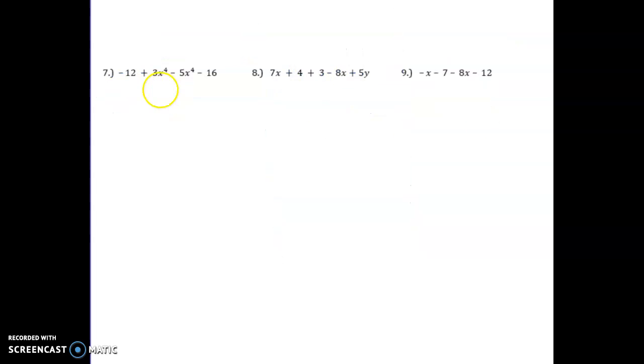Okay, number 7, we're going to combine 3x to the 4th minus 5x to the 4th, and we'll get negative 2x to the 4th. Then we've got negative 12 minus 16, which is a negative 28.